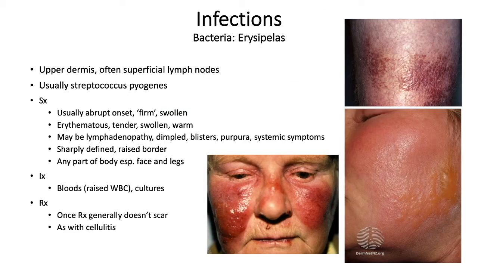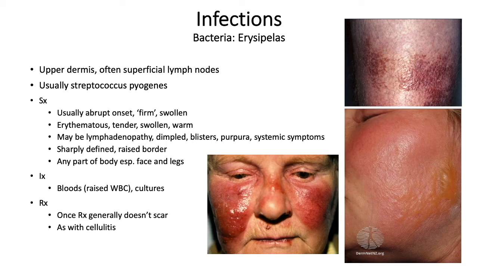Going deeper into the dermis and local lymphatics is Erysipelas. Again, I'm not sure if I'm pronouncing that correctly. This infection is seen in the upper dermis, and it's usually caused by Streptococcus pyogenes. It usually has an abrupt onset and can be described as firm. It shows the cardinal features of inflammation, that is, it's red, it's swollen, it's warm and tender.